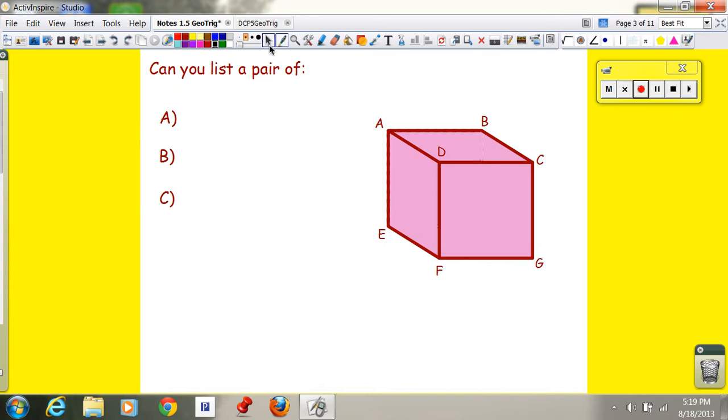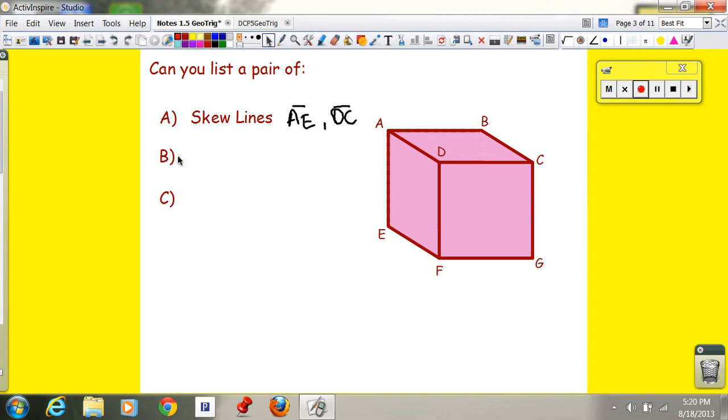Now here's a little test for you. Can you list a pair of skew lines? Let's see if we can come up with some skew lines. Let's see, we got AE. What would be skew to AE? Well, there's a couple that would be skew to AE. Not AB and not AD, because those are touching. A skew line would be maybe DC. You see how AE is going down over here on the back plane and on the front plane. CD is on a completely different plane going a completely different direction. Those would be skew lines.